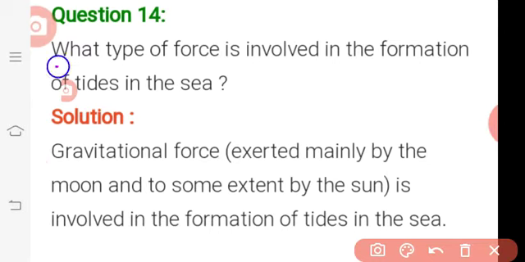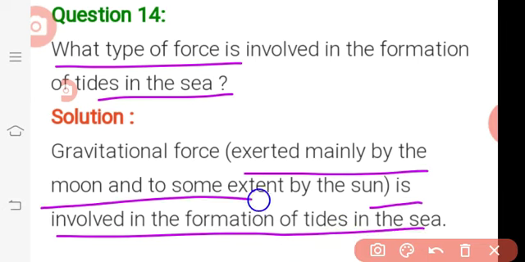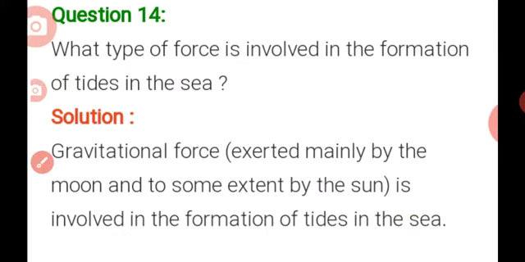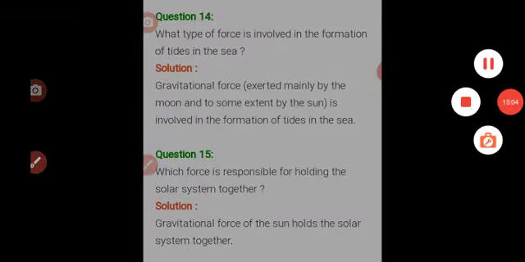Now, what type of force is involved in the formation of tides in the sea? Gravitational force is involved in the formation of tides in the sea, because this is exerted by the moon and to some extent by the sun. Okay, moon और sun के बीच में जो कुछ मून से और कुछ सन से जो ग्रेविटेशनल फोर्स आता है, इसी की वजह से टाइड्स की फॉर्मेशन होती है.